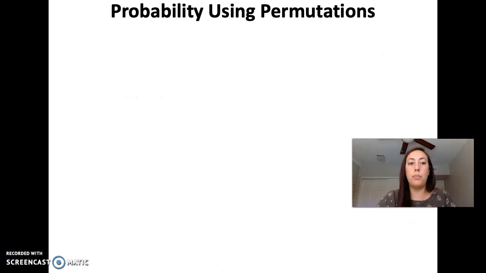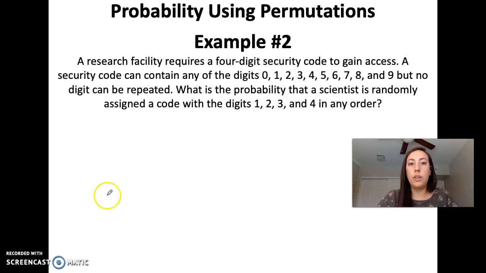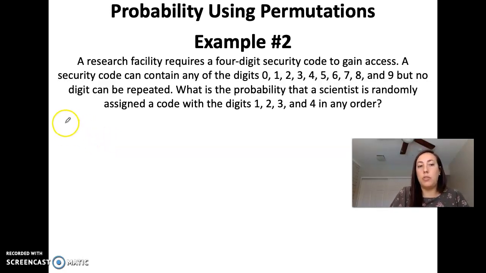Let's do a probability problem using permutations. So a research facility requires a 4-digit security code to gain access. A security code can contain any of the digits 0 through 9, but no digit can be repeated. What's the probability that a scientist is randomly assigned a code using digits 1, 2, 3, and 4 in any order? So we're going to talk about 2 different things here.